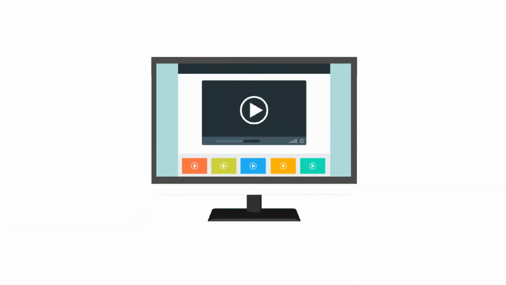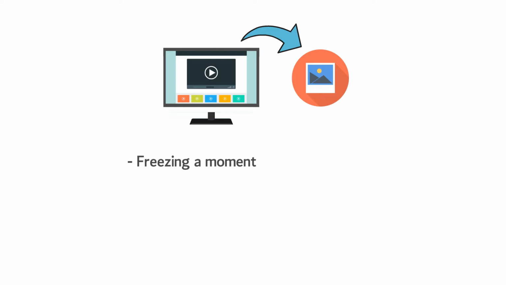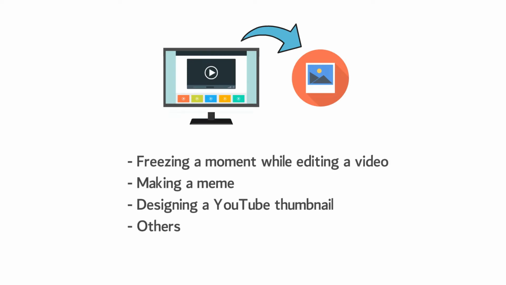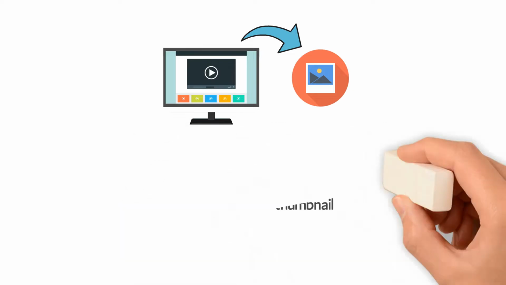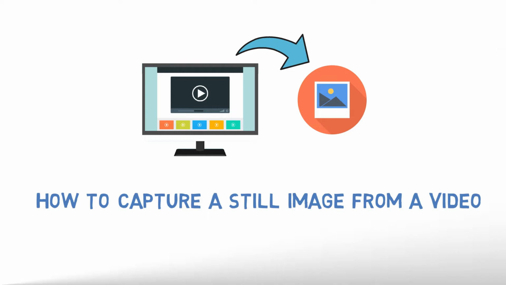When watching your favorite video, there is always one moment that you want to grab and save as a single image. Video screenshots can be helpful for freezing a moment while editing a video, making a meme, designing a YouTube thumbnail, and other things. So, this video is about how to capture a still image from a video.